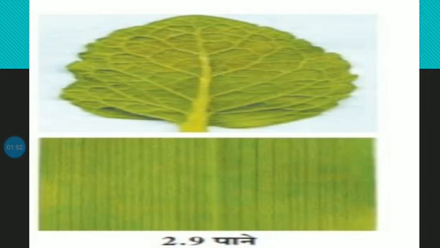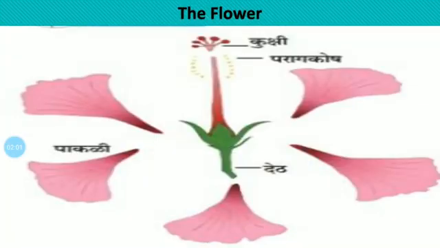So friends, today we have to take the information about the next organ of the plant, that is flower. Carefully observe a fully open hibiscus flower. You know about hibiscus flower? जास्वंदाचं फूल. Flowers may have a long or a short stalk called pedicels.